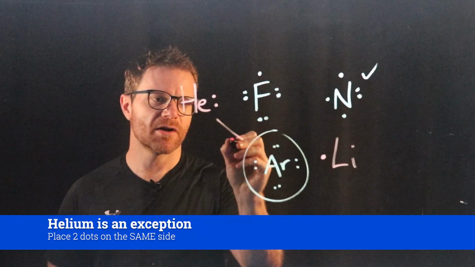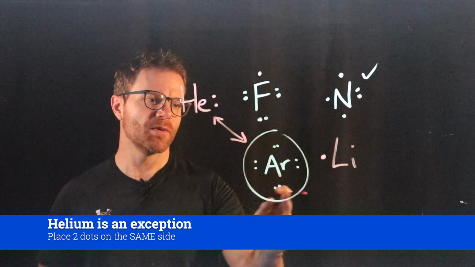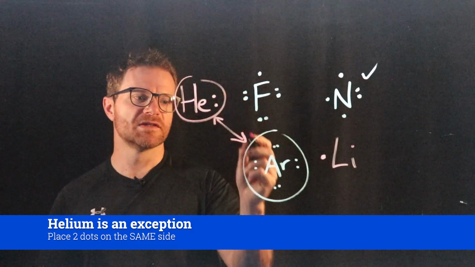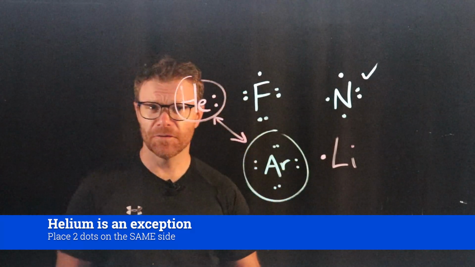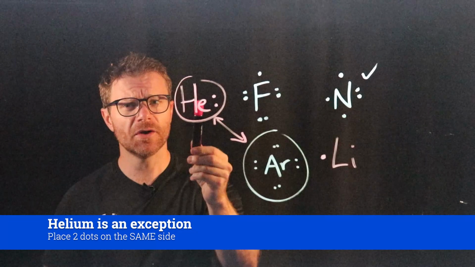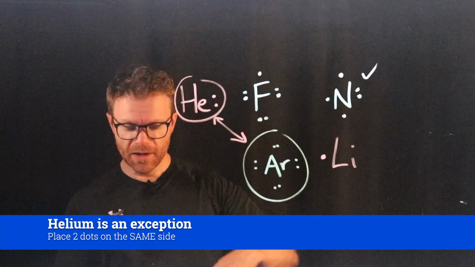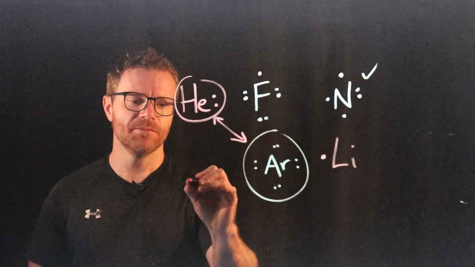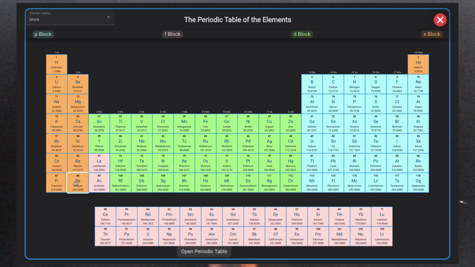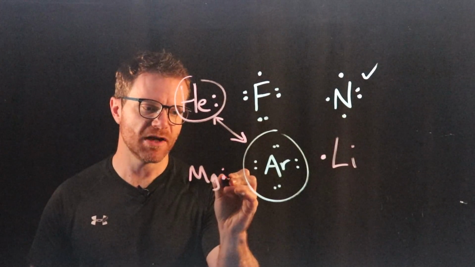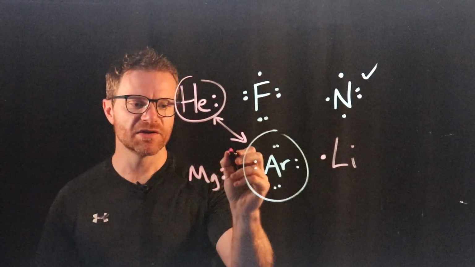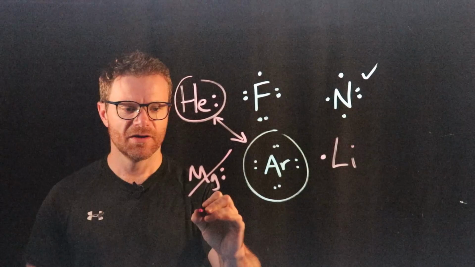So helium and argon are both noble gases. That's why we both kind of use these double dots to show that they're full. Helium's the only element in the periodic table that we would make this exception for. If we were working with magnesium, for example, which is in column 2 of the periodic table, it has 2 valence electrons, and we put 2 dots next to each other like that, that would actually be the wrong answer.